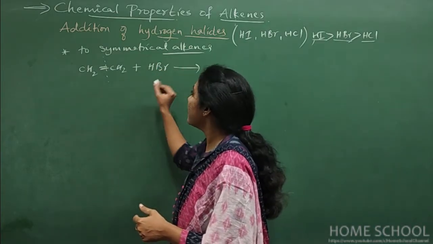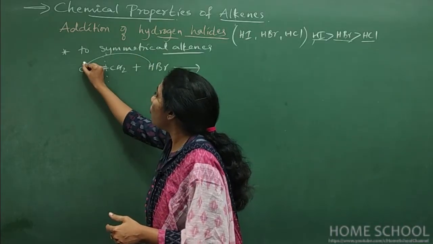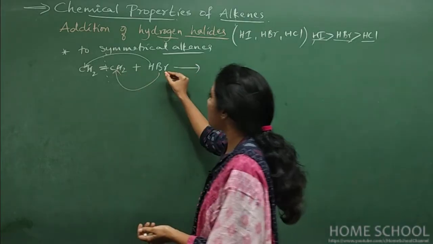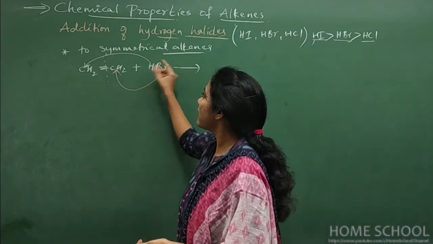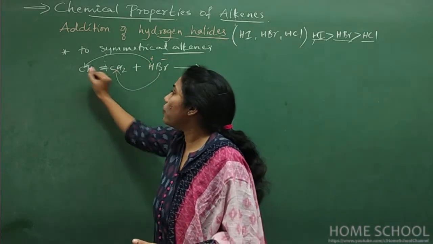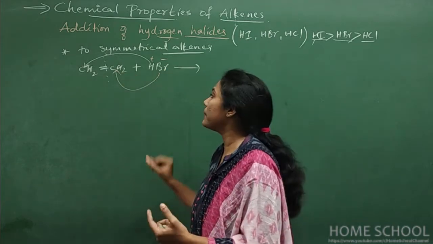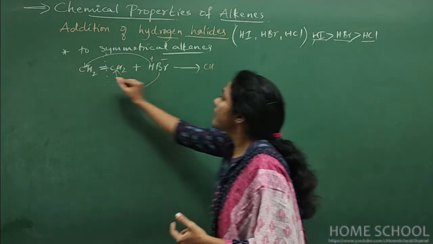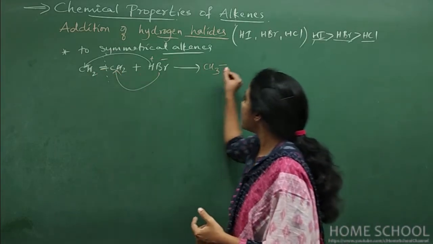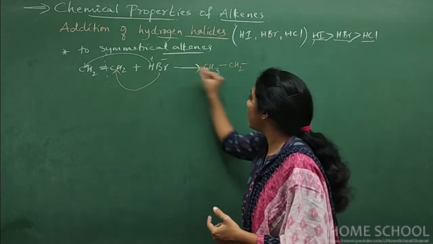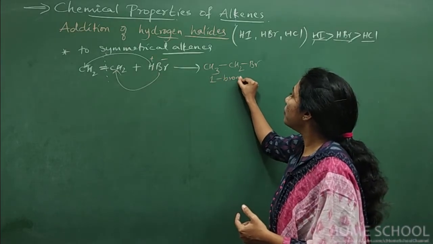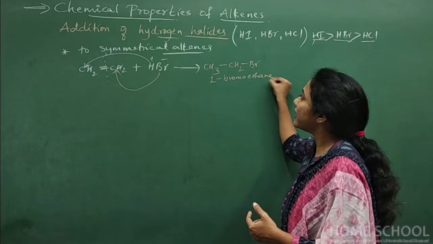So what is the product you get? I add hydrogen to one carbon and Br to another carbon. This H is the positive part and this is the negative part of HBr. Positive part I'll add to one carbon, negative part I'll add to another carbon. So the product that you get is CH3, the double bond becomes single bond, and this gets converted to CH2Br, right? This is named 1-bromoethane. You will get 1-bromoethane.